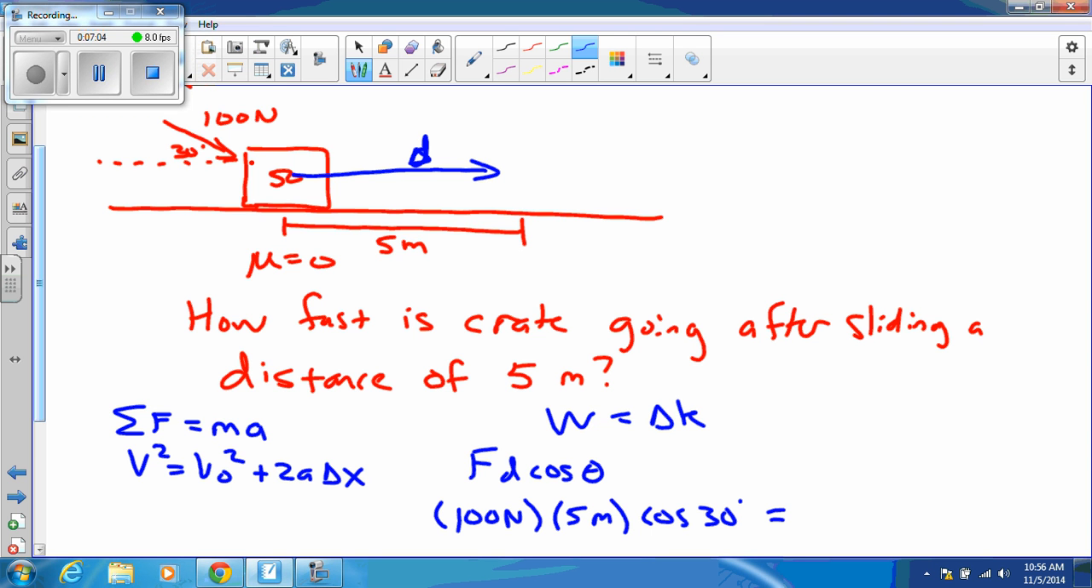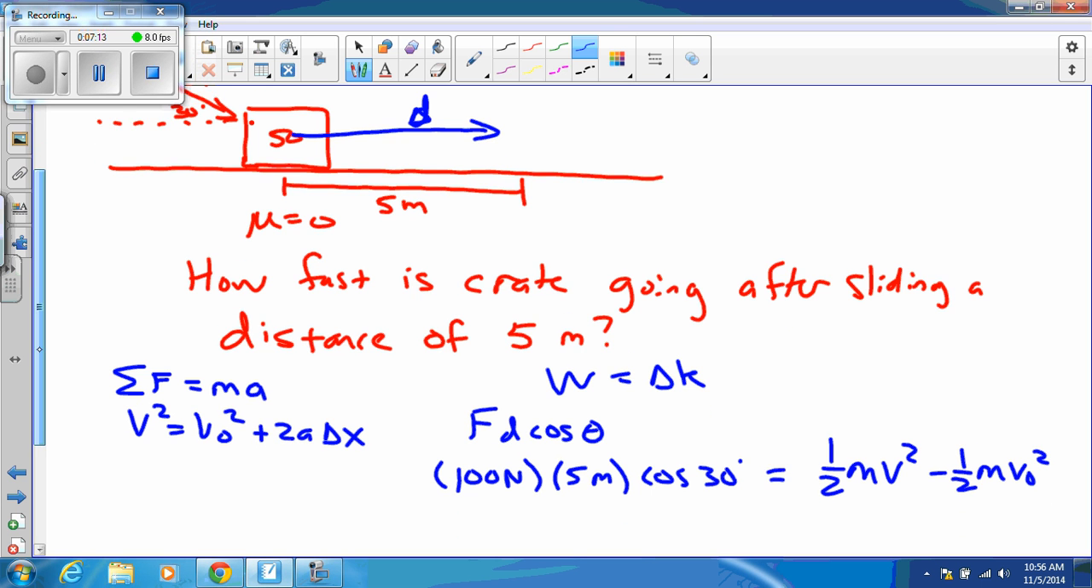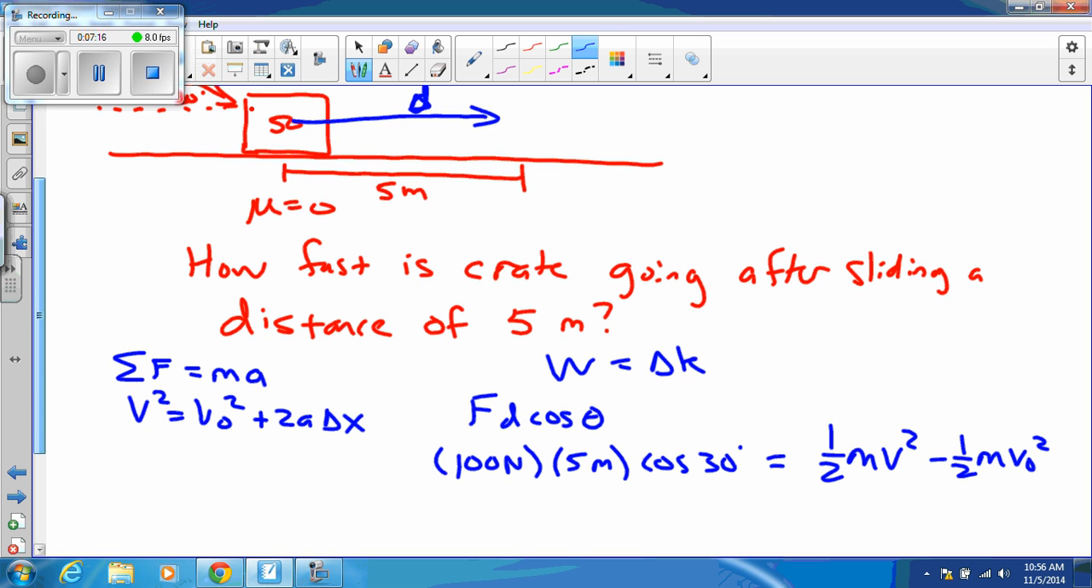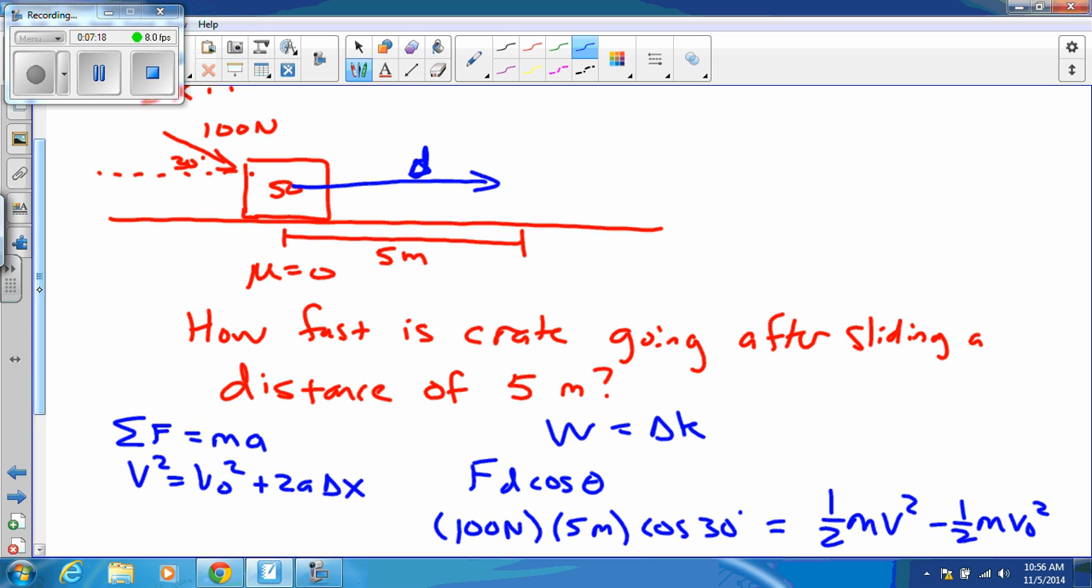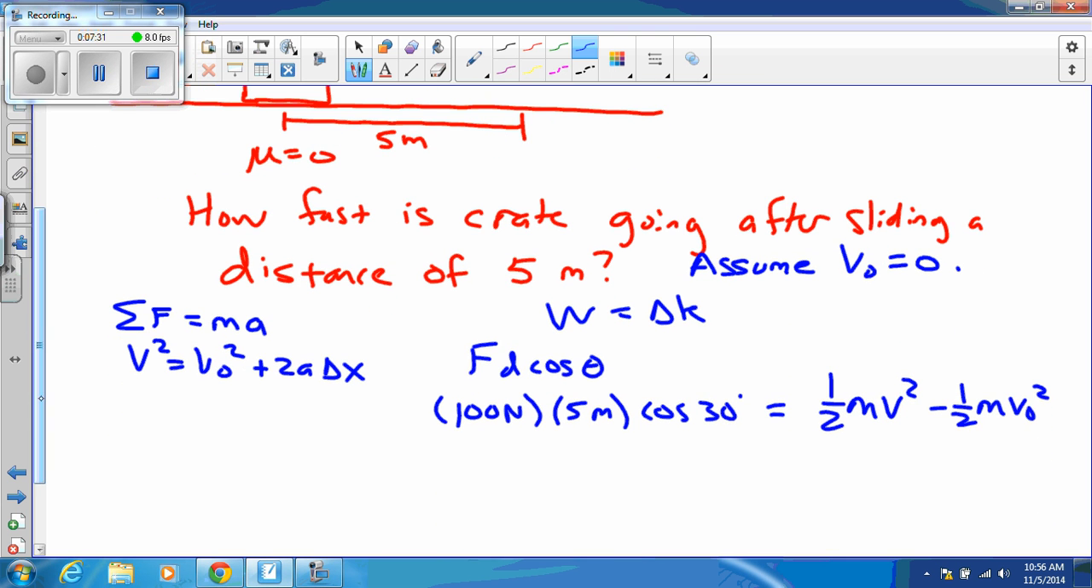On this side, the delta K is going to be equal to 1/2 m v final squared minus 1/2 m v initial squared. Now, I realize I got in a little too fast here, and I did not specify an initial velocity. So let's go back and do that. Let's assume that the crate is starting from rest. Normally a problem that's well thought through would give you that value.